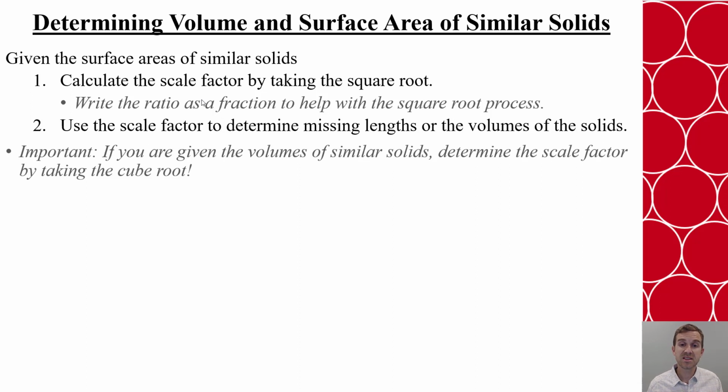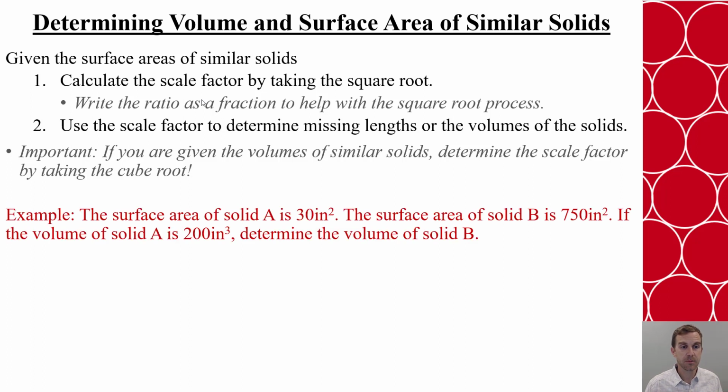We would use the same process if we're given volumes of similar solids, just remember that the scale factor would have to take the cube root because of having the length, the width, and the height. So let's look at one last example. Say that we have the surface area of solid A is 30 square inches and the surface area of solid B is 750 square inches. If we know the volume of solid A is 200 cubic inches, let's determine the volume of solid B.